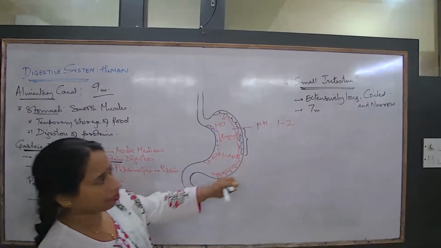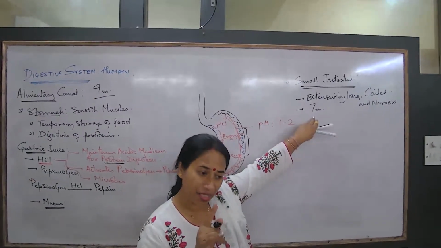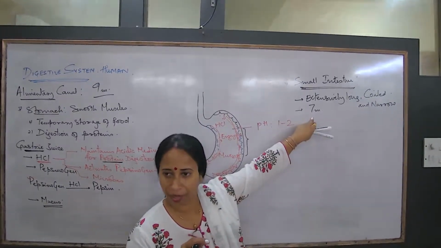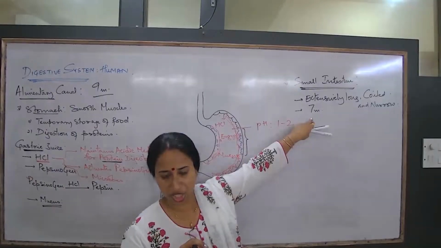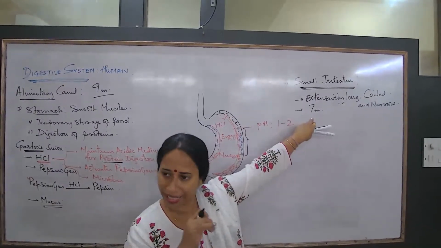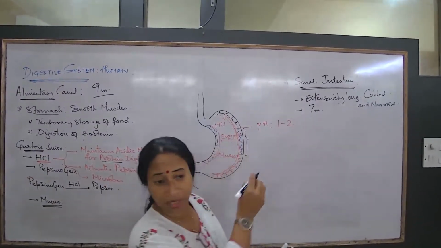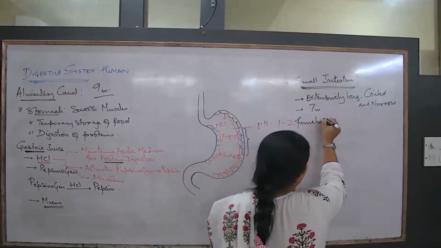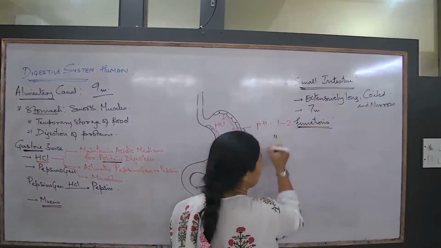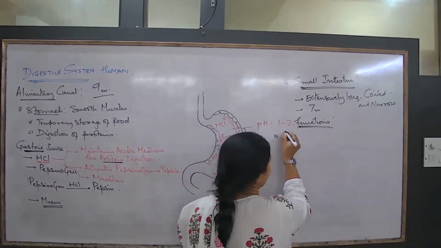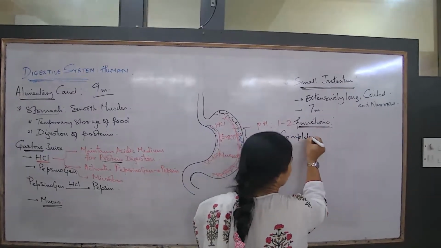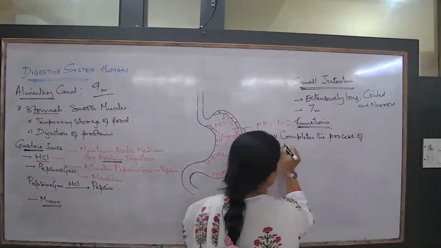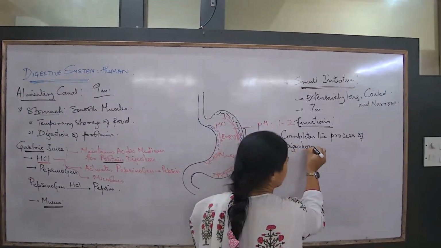So let me just talk about the general points. I say small intestine, the longest part of the alimentary canal, roughly about 7 meters. And basic features है, it is extensively long and coiled and narrow. Functions क्या है? What are the functions? Two major functions of the small intestine. क्या लिखना है? Number one is it completes the process of digestion.